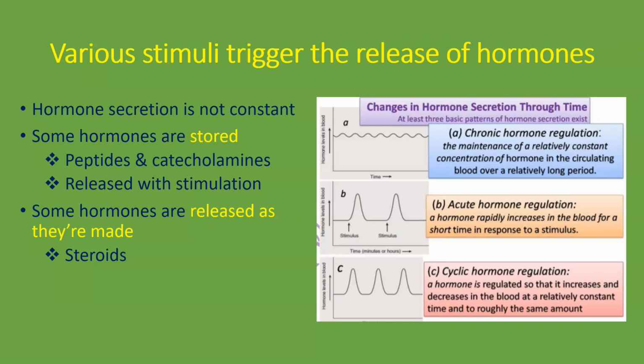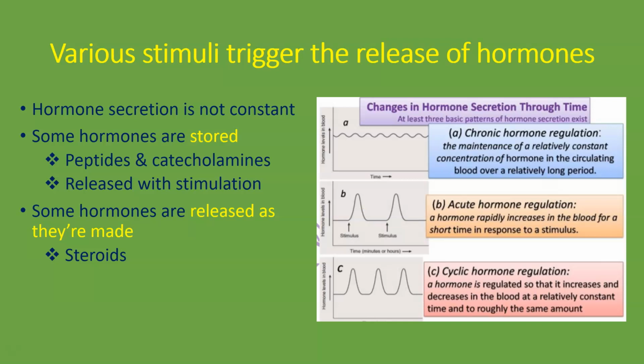Our second pattern of hormone secretion is called acute hormone regulation. And acute hormone regulation is going to happen when a hormone's concentration sharply rises and then quickly falls, and this change happens in response to a specific stimulus. An example of this is insulin. So the stimulus would be an increase in blood glucose that causes our insulin concentrations in the blood to go up, but then they quickly fall as the blood glucose levels drop as well.